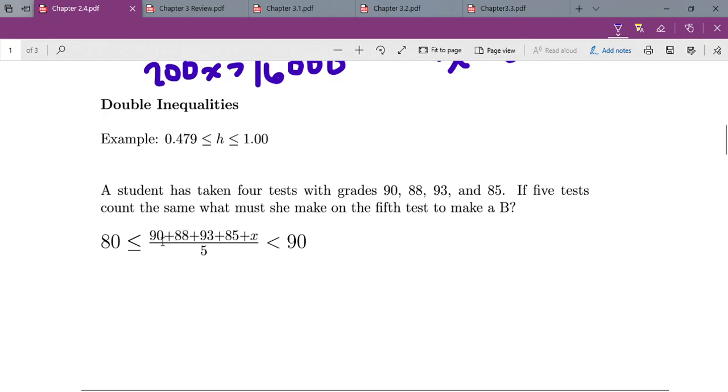So we calculate her average. Her average looks like 90 plus 88 plus 93 plus 85 plus that 5th test, which is her x, divided by 5. We've got a double inequality. In order to make a B, she's got to make an 80 on up to a 90, but not equal to a 90, because if she makes a 90, she's actually made an A. So let's solve this double inequality.